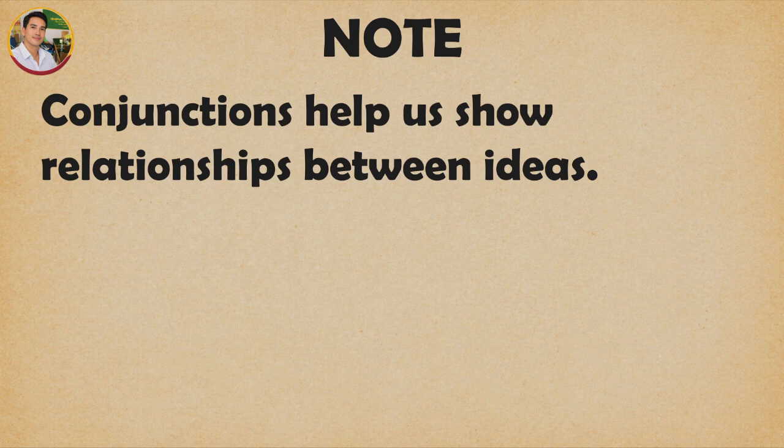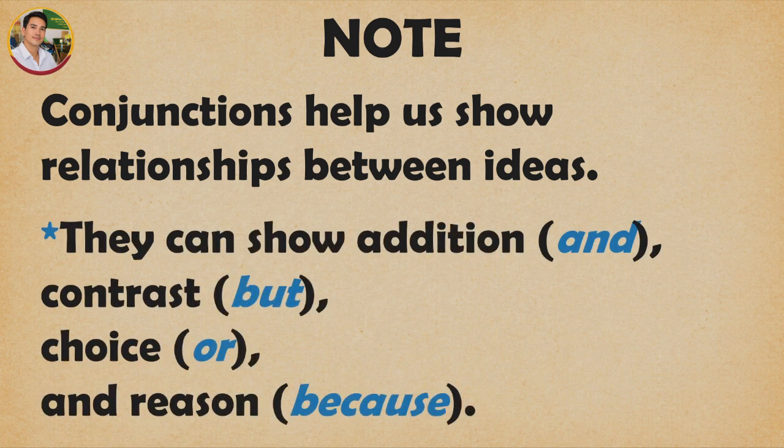Conjunctions help us show relationships between ideas. They can show addition, like and. Then they can also show contrast. We use but for contrast, you use or for choice, and you use because for reason.